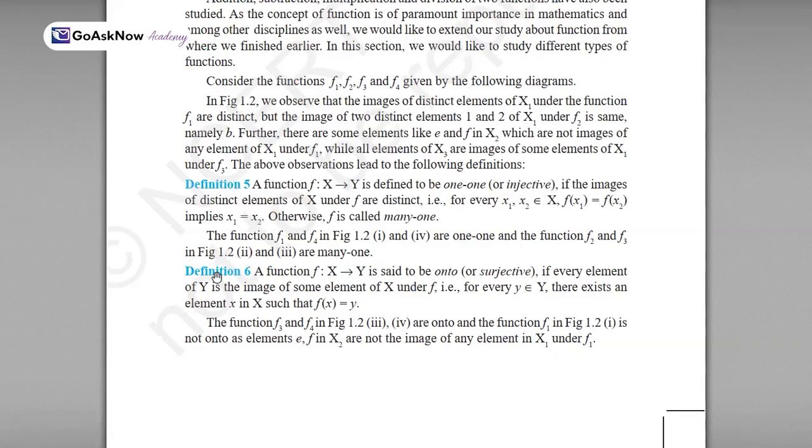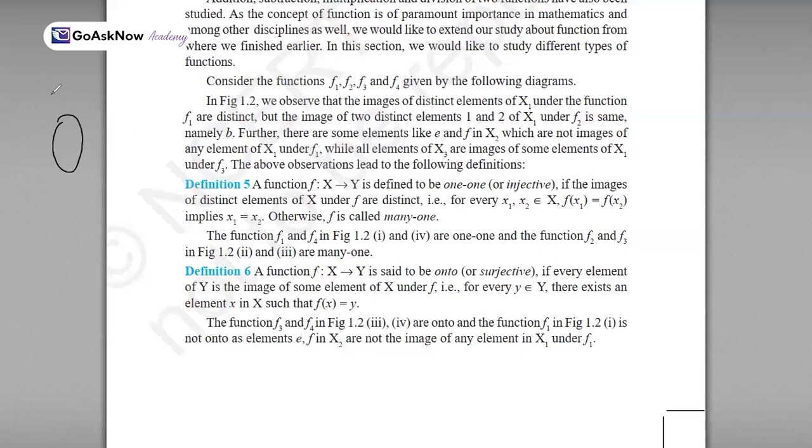So if you have a function f, the definition is given. A function f from X to Y is said to be onto or surjective if every element of Y is the image of some element of X under f. That is, for every y belonging to capital Y, there exists an element x such that f(x) is equal to y. So, in a simpler way, I will explain what it is saying.